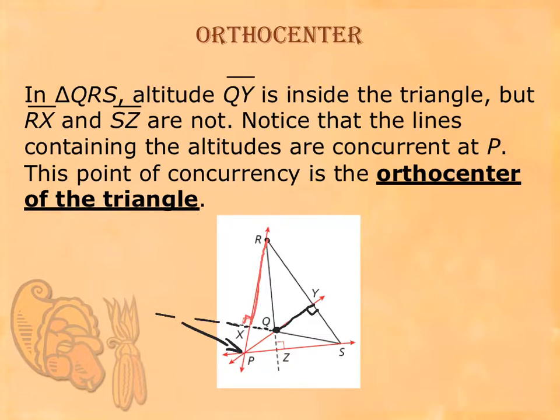And then for the altitude that's coming out of S, again, we had to extend this side of the triangle, and it comes down and it hits here. Now, I can keep extending these altitudes until all 3 of the altitudes cross. And again, their point of concurrency is at point P.